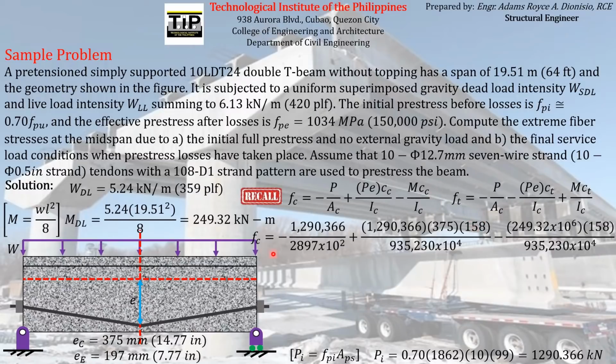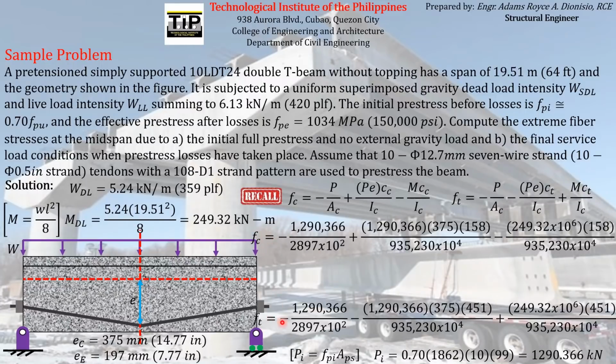So we can compute for the extreme fiber stress at the pre-compressed zone, as well as the extreme fiber stress at the pre-tension zone. Actually, we can just copy this and then change the sign of these two, and change the magnitude of the C, because we all know that the C with respect to the bottom fiber is different from the C with respect to the top fiber.